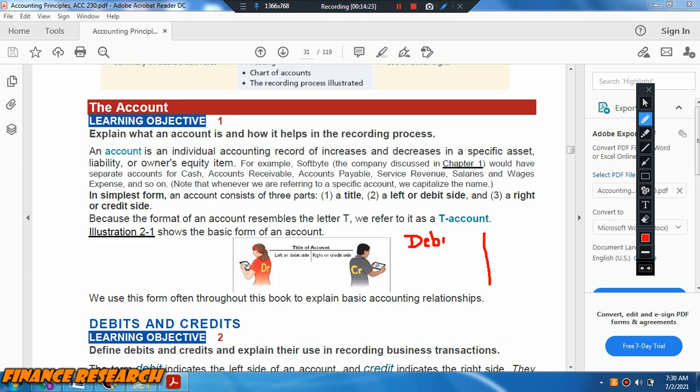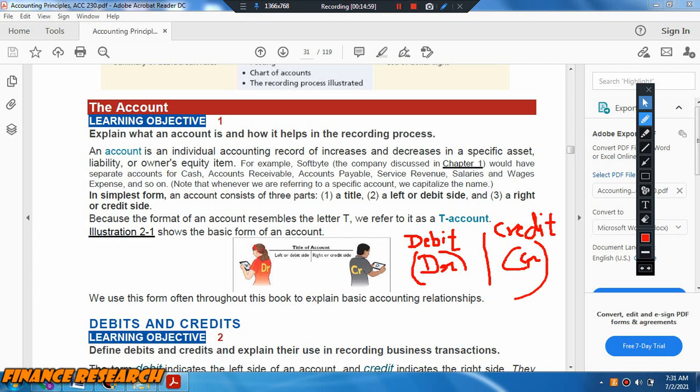Okay, in Arabic it is called madeen, and in the short form it is called DR. We will just see here what exactly it is called, DR, and in the bracket, debit account. And also on the right side we write the credit account. Credit account is written as CR, C and R.